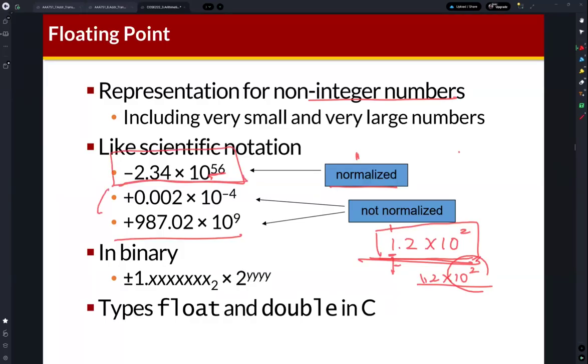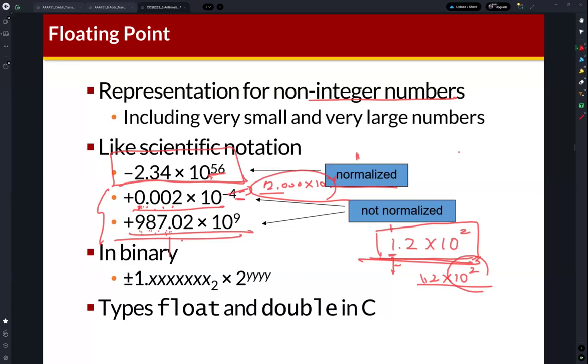But how about these numbers? These numbers are not normalized because this number starts with 0 point blah, blah, blah. So this is not normalized. If we want to normalize this number, then it needs to start from 2.000 and multiply by 10 to the power of 6, right? How about this number? This number includes multiple digits on the left side of the dot point, okay?